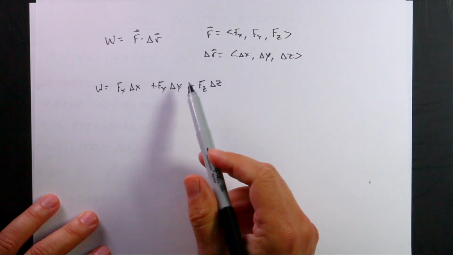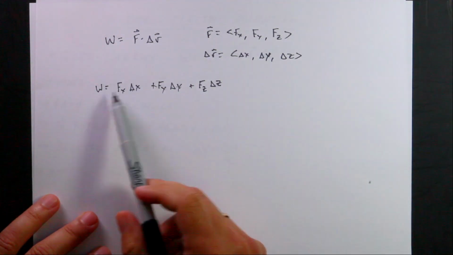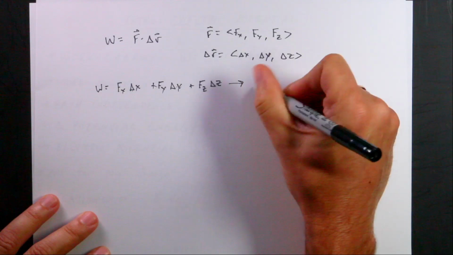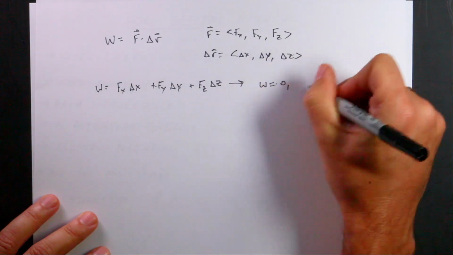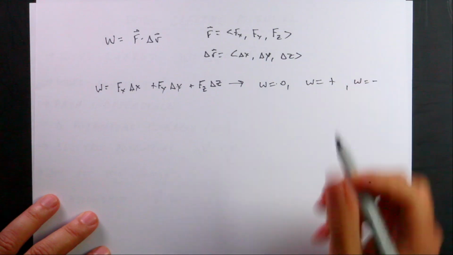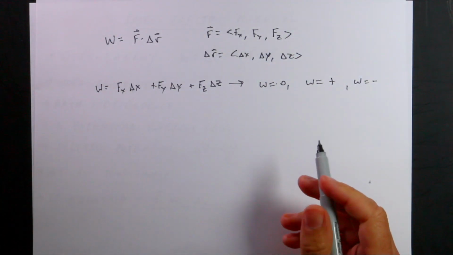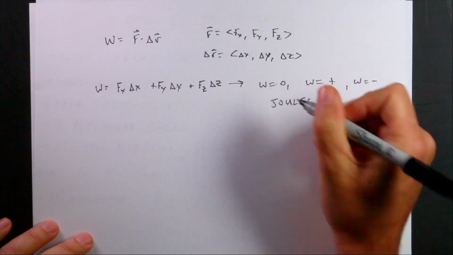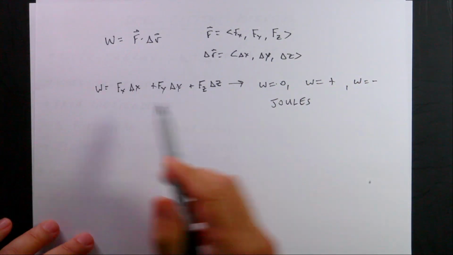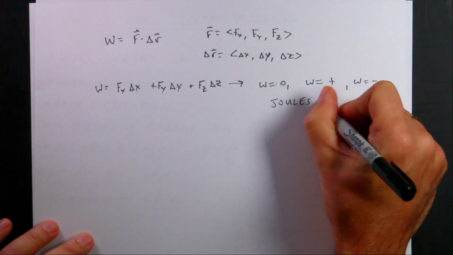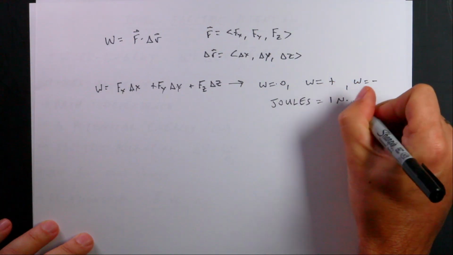And now any of these could be positive or negative. I can move in the positive or negative direction, and the components could be positive or negative. So the work can be equal to 0, the work can be equal to a positive number, or the work can be equal to a negative number. All those are possible. And we use the units of joules for work, if force is measured in newtons and displacement is measured in meters. So 1 joule is equal to 1 newton meter.